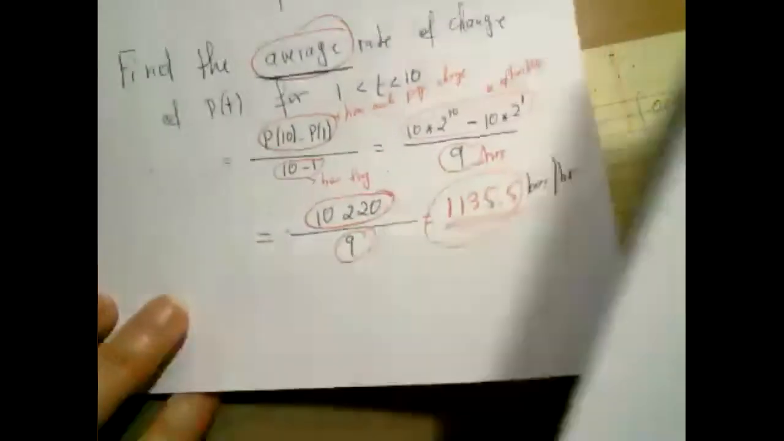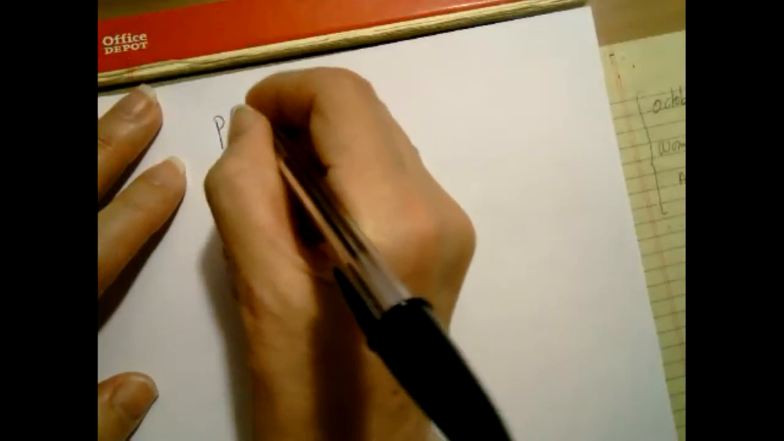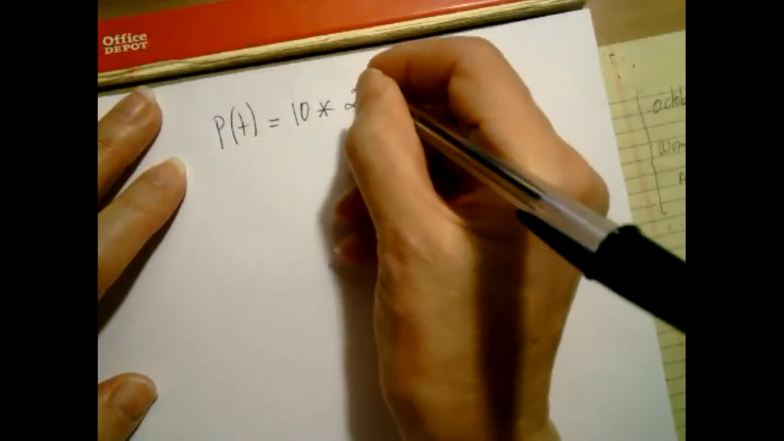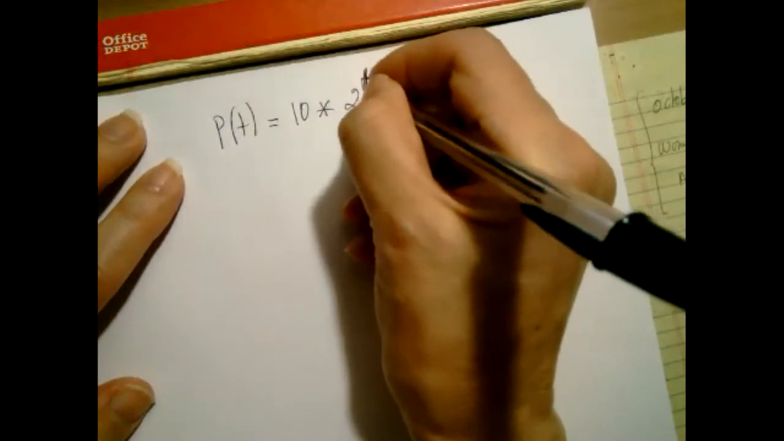So this is my problem. I'm not changing my scenario. First I'm going to ask a very simple question, and then we're going to analyze it. So now this is the question. Now my population is always the same formula. I'm not changing it. I'm rewriting it: 10 times 2 to the power t.